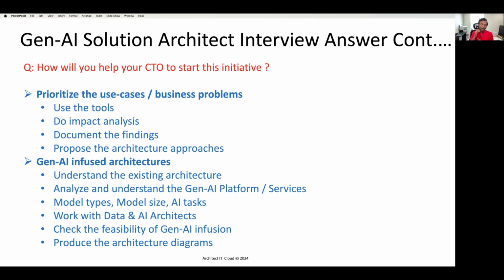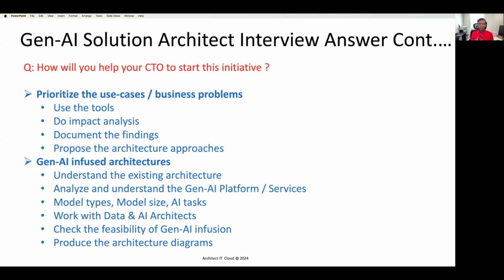And coming to the infusion of generative AI in your architecture, first you must know what the existing architecture is, what all the components involved in the existing architecture are, whether the existing architecture is a legacy one or a modern one. Is the existing architecture running on-premises or in the cloud? Make sure that you have a clear understanding of the existing architecture and what all the components involved are.